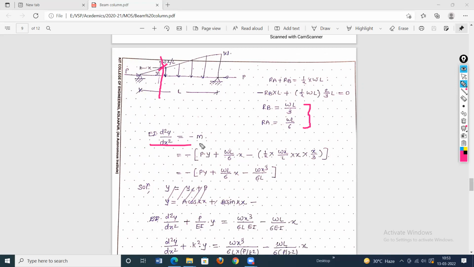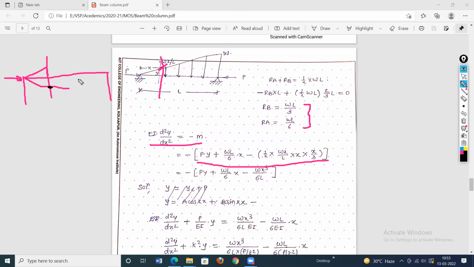Then from the moment curvature relation, EI d2y by dx square is equal to minus M. Write this out. There will be 3 terms. We are taking the bending moment at this section. This is the reaction, this is the reaction, this is the axial load here. Now take the bending moment with respect to this point.